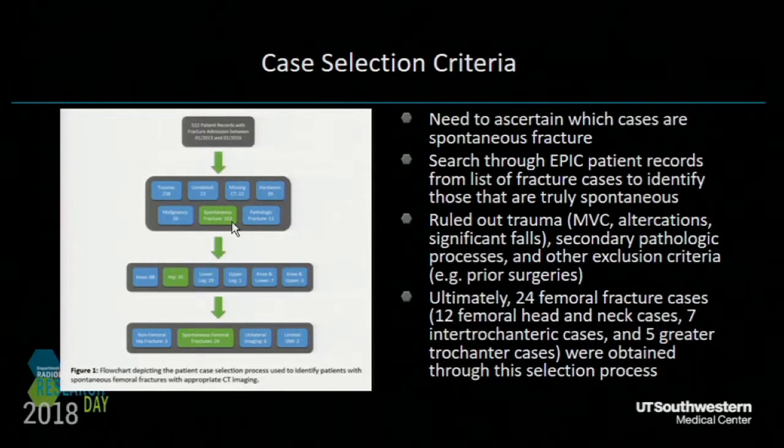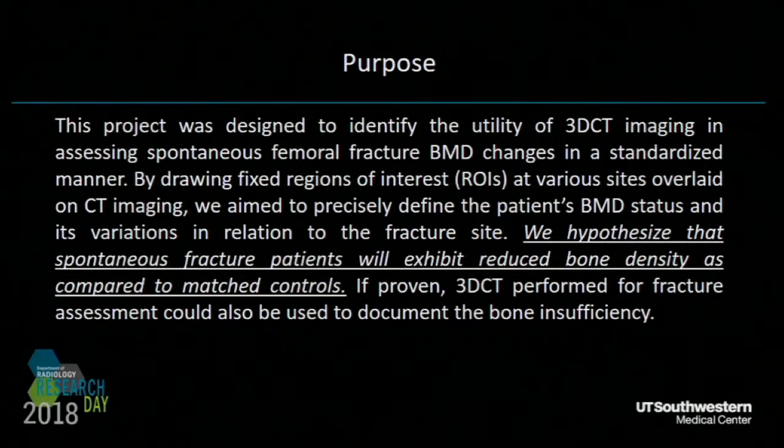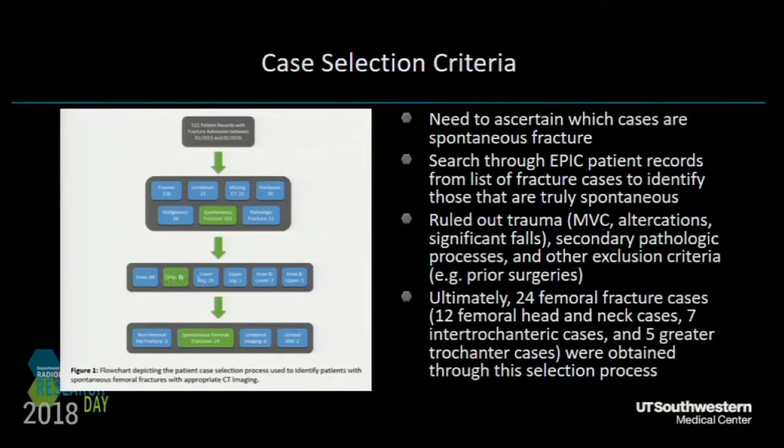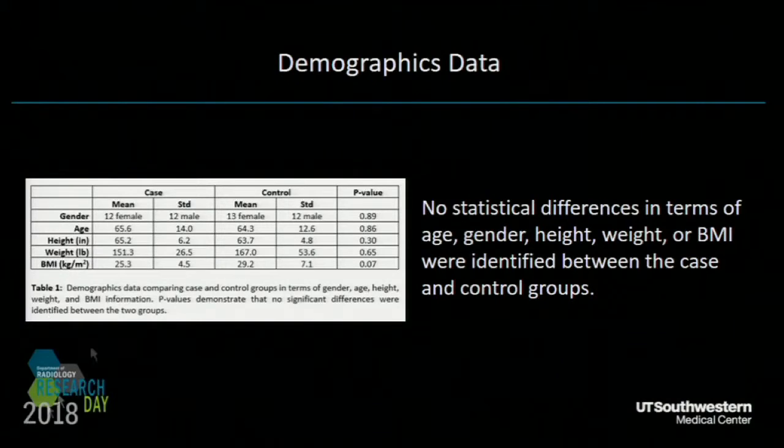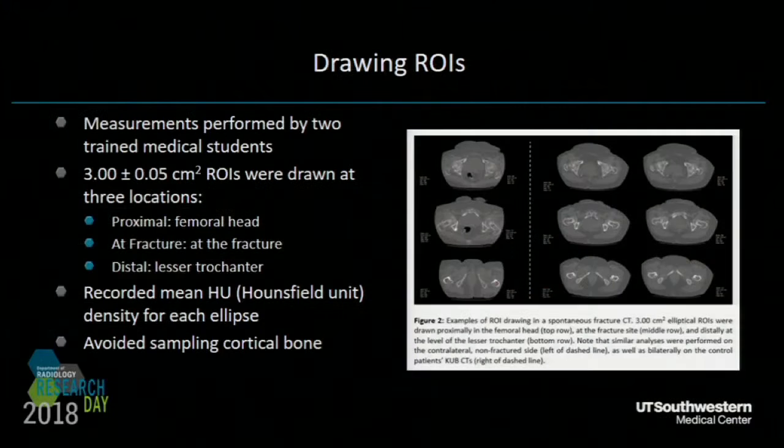Once we had those 163 cases, we subdivided by anatomic location, which gave us 35 hip fracture cases, from which we were able to find 24 spontaneous femoral fracture cases ultimately. So what about the controls? We compared them to patients who had KUB CT imaging done as part of a workup for kidney stones. Once we age and sex matched those patients, we found that there were no significant differences between our case and control group in all these different demographic parameters: age, sex, BMI.